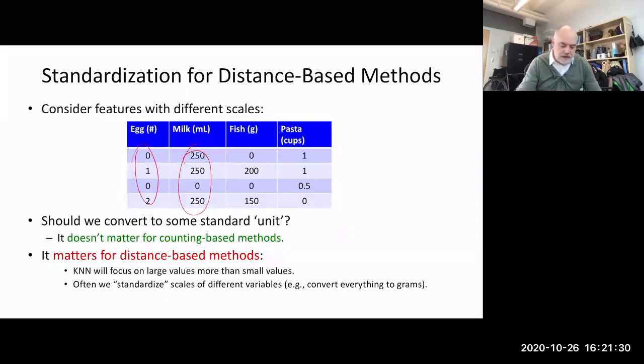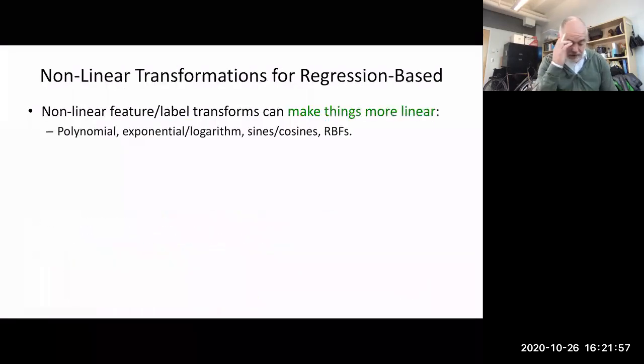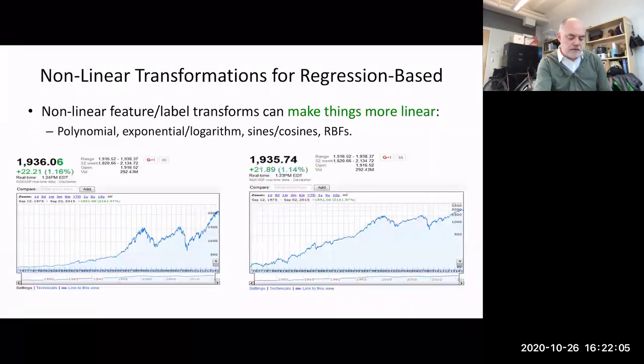So often we try to standardize to standard units, like writing everything in grams or something like that. And we need to worry about correlated features, because if they're correlated, then you can end up with your distance functions basically doubling up or tripling up, or however many copies of the data you have, on the distance computation, based on the fact that the variables are correlated, not necessarily linearly.